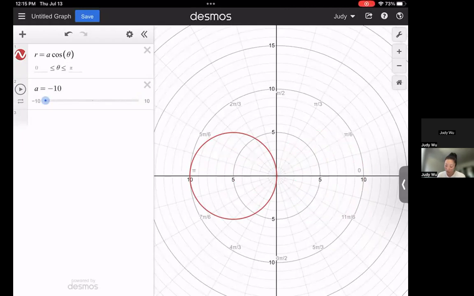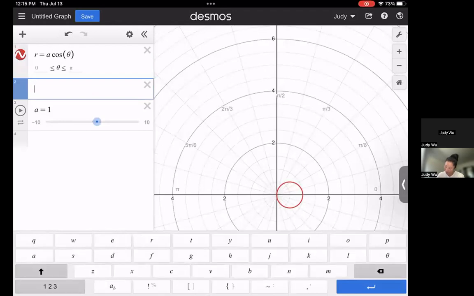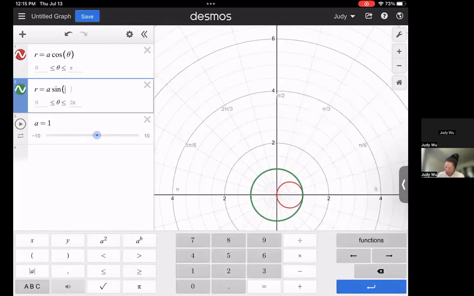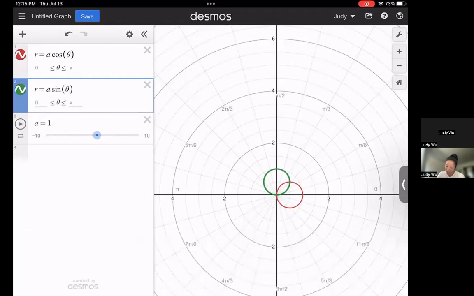Now, I wonder, let's change this back to 1 for a moment and zoom in. I wonder what happens if I change this sine to cosine, all right? So let's type that in. r equals a sine theta. I'm going to click on that, turn the cosine graph off, and I notice that as soon as I change cosine to sine, cosine was on the right, now sine is actually above. It is above the x-axis, okay?